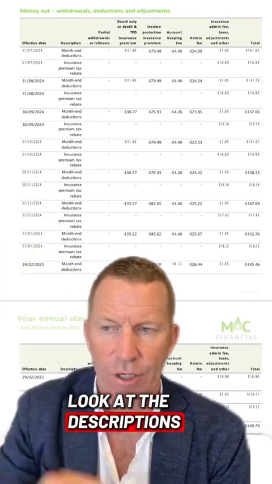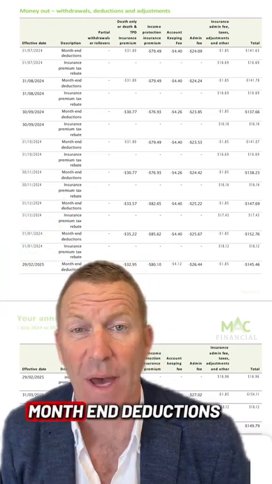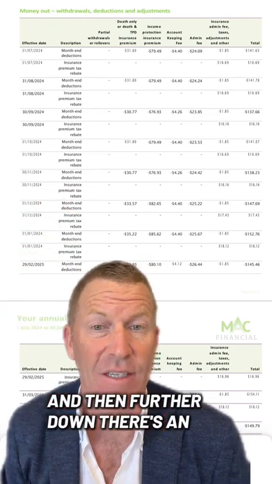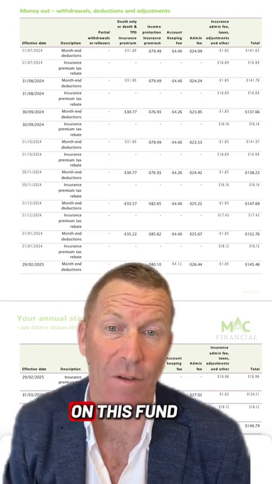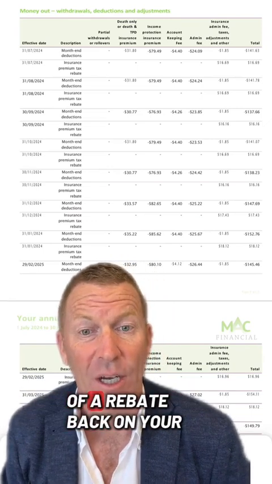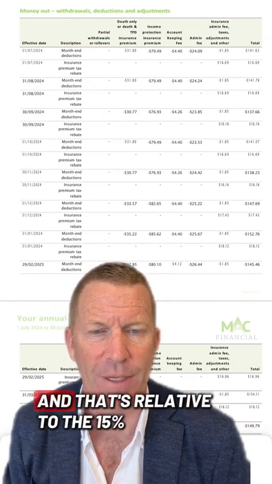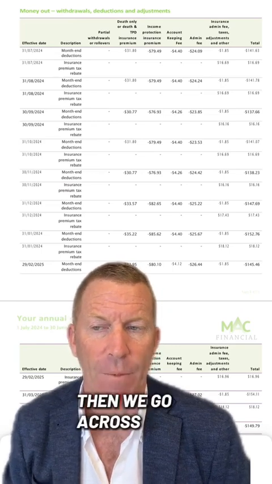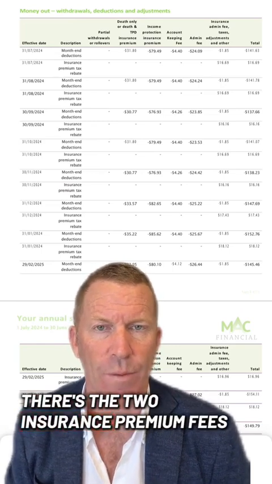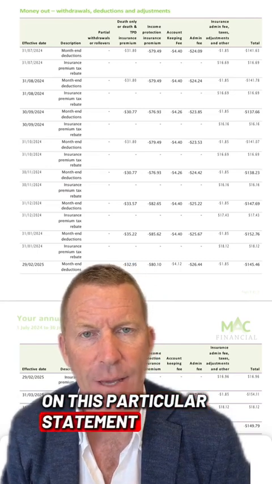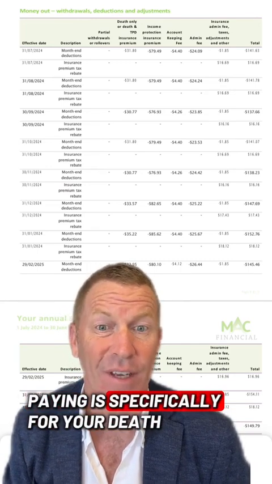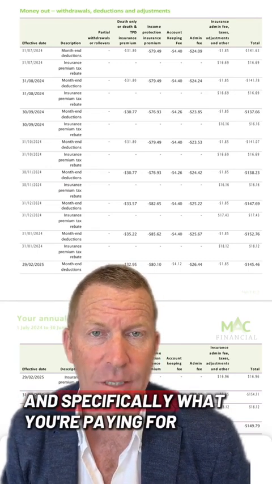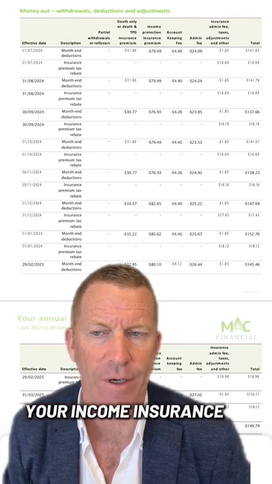So if you have a look at the descriptions, it talks to, at the top there, month-end deductions, and then further down there's an insurance premium tax rebate on this fund. So you're actually getting a little bit of a rebate back on your insurance premiums, and that's relative to the 15% contributions tax. Then we go across, there's the two insurance premium fees on this particular statement, so you can see what you're paying specifically for your death and TPD, and specifically what you're paying for your income insurance.